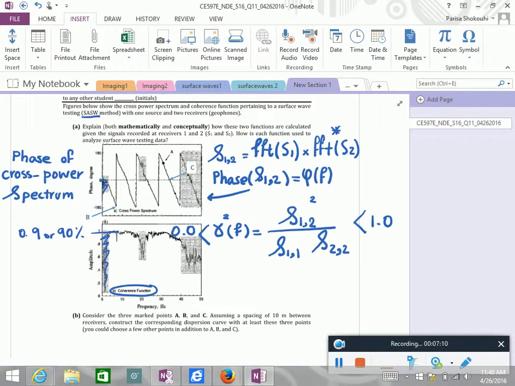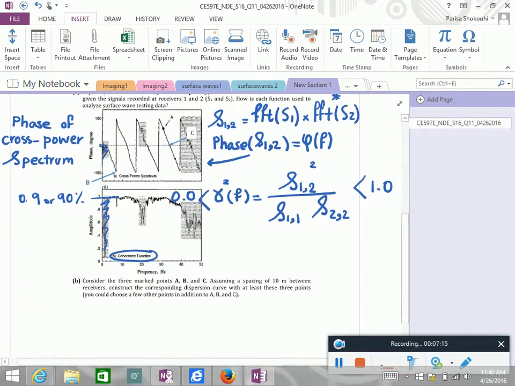Now, how is it being used to calculate velocity? I think from here on it is simple. So if we have the phase, what should I do to get velocity? What's the procedure? Spectral analysis of surface waves. How do we get the time delay out of it? Exactly. You take this and divide it by 2 pi f, and this gives you delta t, the time delay that you need.